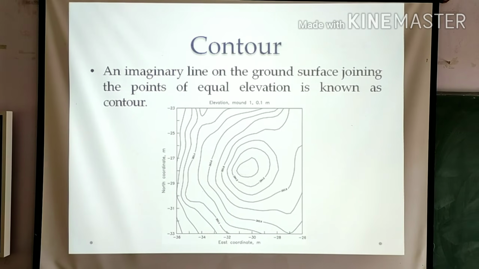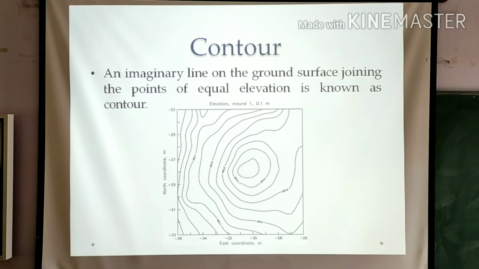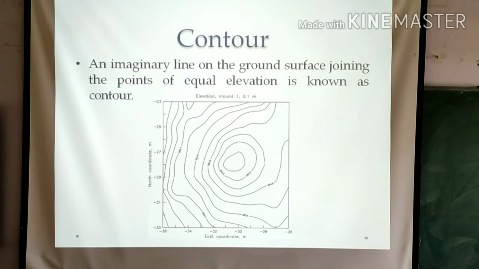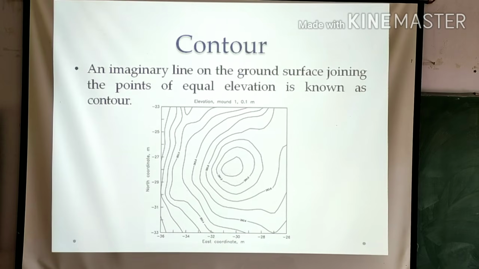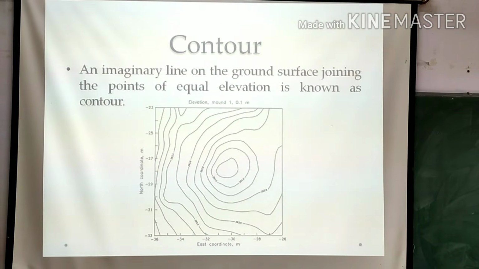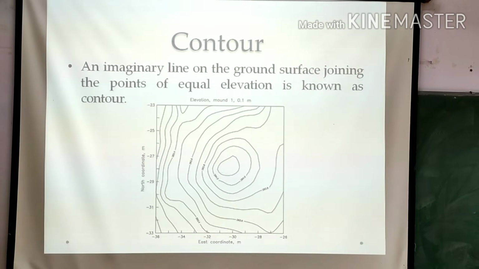Contour is an imaginary line on the ground surface joining the points of equal elevation. The process of tracing the contour on the ground surface is called contouring. The map which consists of contour lines is called the contour map. In the figure, you can see the contour map.